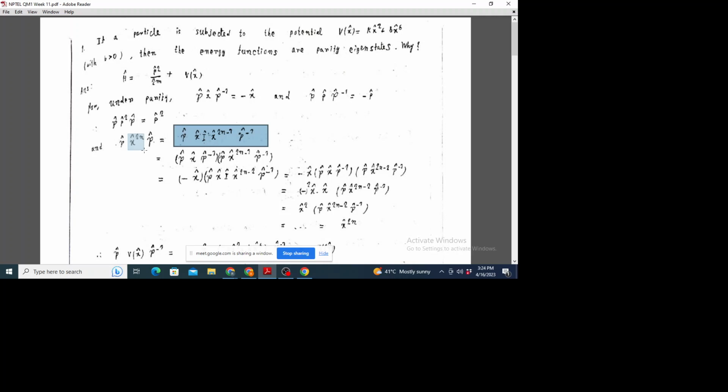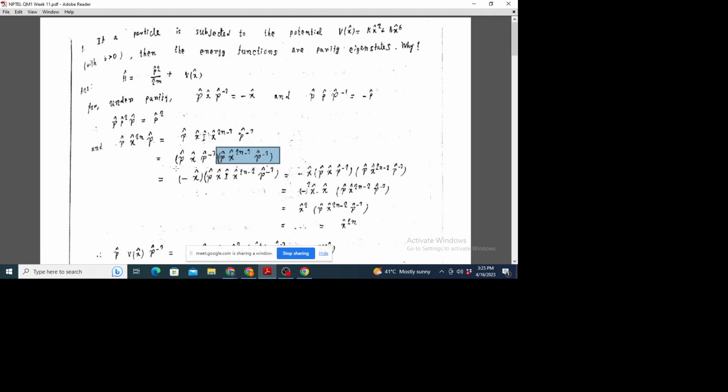So there is x to the power 2n. I have just inserted an identity between x and x to the power 2n minus 1. We can always do so. And this identity operator, we shall write it at p as p inverse and p. So of course p is now p inverse and p multiplied together gives you identity. And then we will be grouping them separately. So consider this as one group and this as another group.